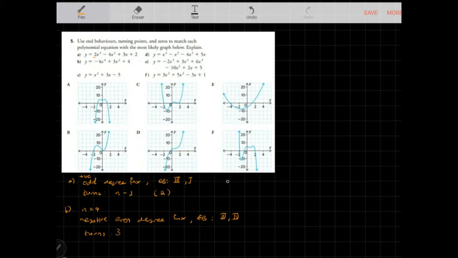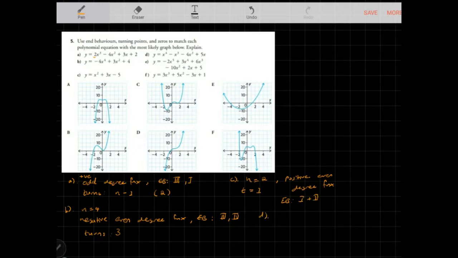Okay, let's take a look at part C. So part C here, we're looking at y is equal to x squared plus 3x minus 5, right? So the degree here, n is equal to 2, it's a quadratic, so the number of turns here, you should only have 1 turn, right? And this is also a positive even degree function. So if it's a positive even degree function, the end behavior should be found in quadrants 1 and 2.